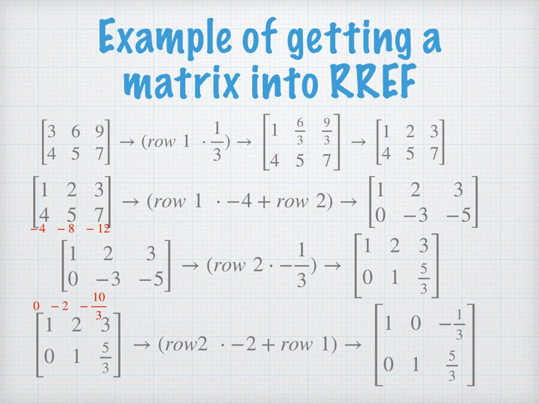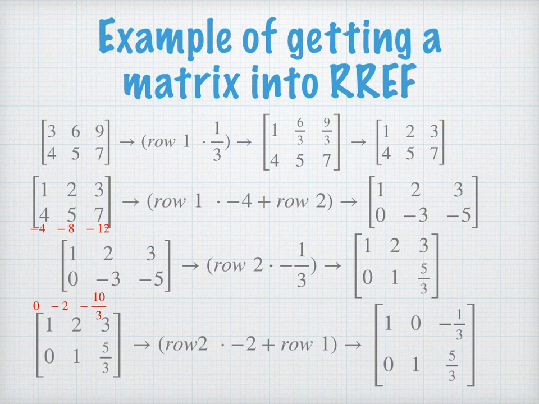And then we're going to add it with row 1. And so I wrote it right next to row 1 so we can see what we're adding to nicely. So 0 and 1 makes 1, negative 2 and 2 makes 0, negative 10/3 plus 3 makes negative 1/3.